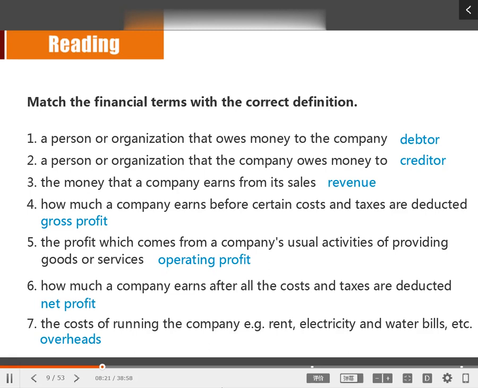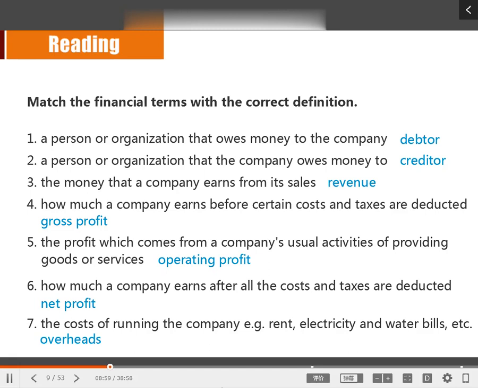收益. The fourth one, how much a company earns before certain costs and taxes are deducted, is called gross profit. Very good. 毛利率. The fifth one, the profit which comes from a company's usual activities of providing goods or services is called operating profit. 营业利润. The next one, how much a company earns after all the costs and taxes are deducted. So this one is called net profit, 净利润.